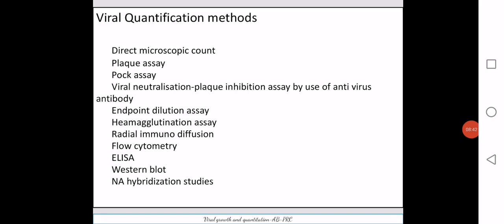Okay, so those are the different methods we have discussed. Now we will see certain methods used for viral quantitation. In this part of the presentation, I am not going to explain all those methods. Already we have discussed certain of these methods, and we'll see a few more. So these are listed: direct microscopy count, plaque assay, pock assay, which we already discussed, then viral neutralization assays, the endpoint dilution assay, hemagglutination assay, radial immunodiffusion, flow cytometry, ELISA methods, Western blot, and nucleic acid hybridization studies. All these are used for viral quantification, of which we will see a few.